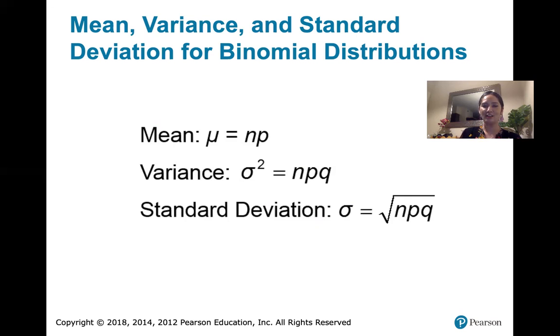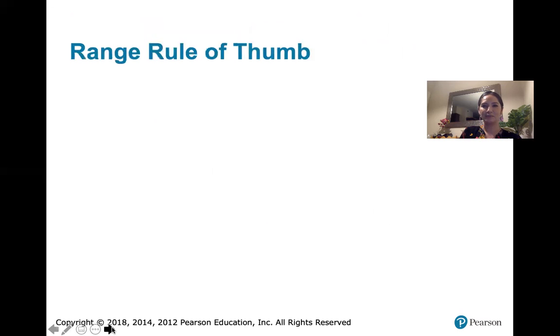To find the variance, all you have to do is take the number of trials and multiply by the probability of success and the probability of failure. And then if you take the square root of that, you'll get the standard deviation.